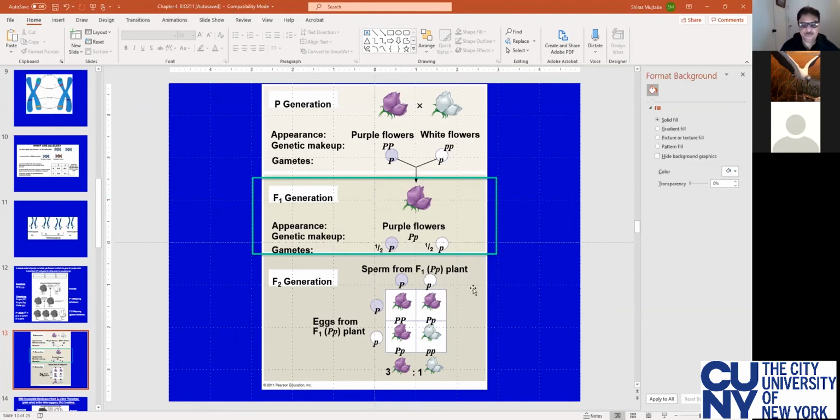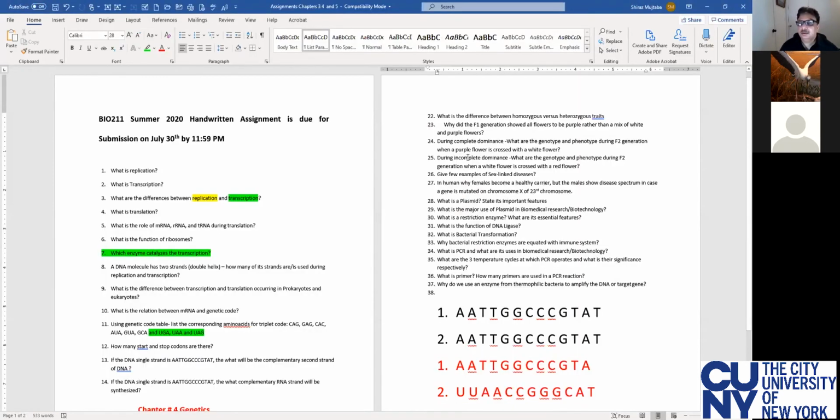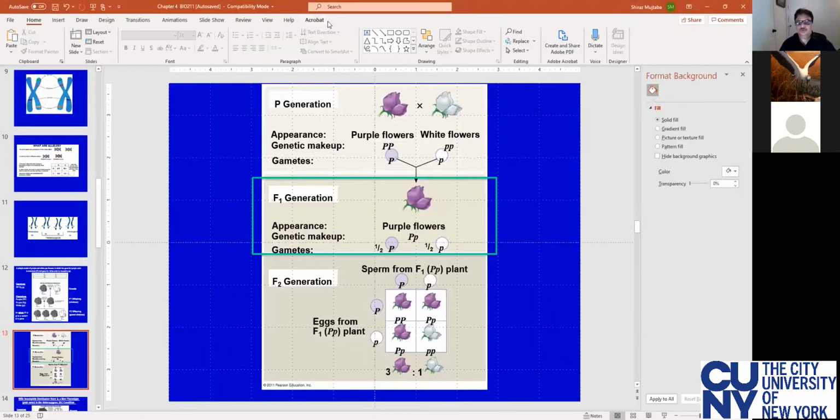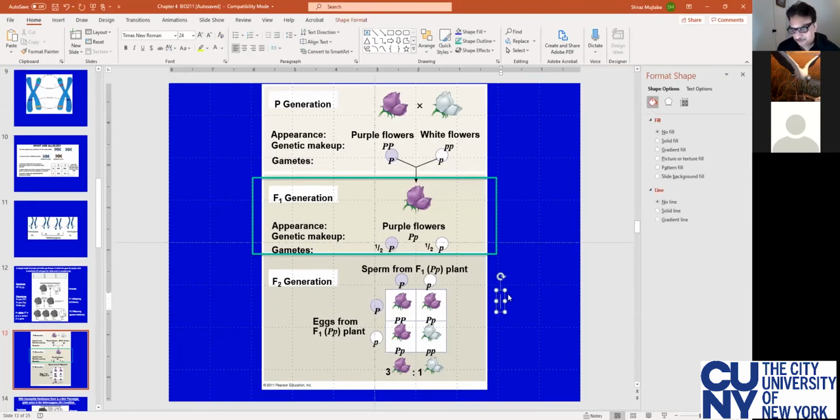What's the next question? During complete dominance, what are the genotypes and the phenotypes? Pay attention. What do you see here? Phenotype means visual, physical appearance. So what do you see here as a visual? There are four squares here, and the four squares have 3 purple, 3.